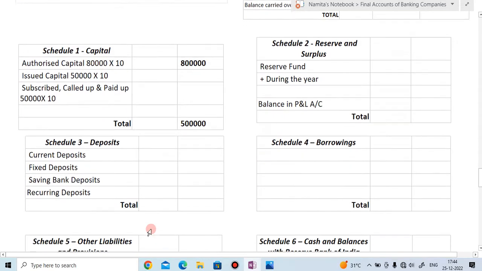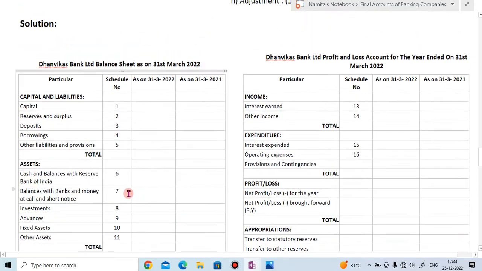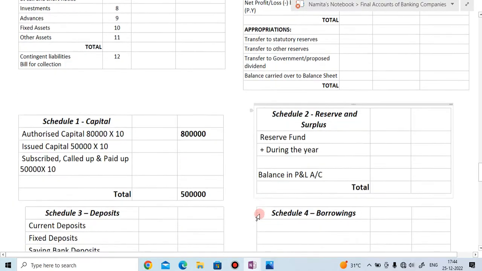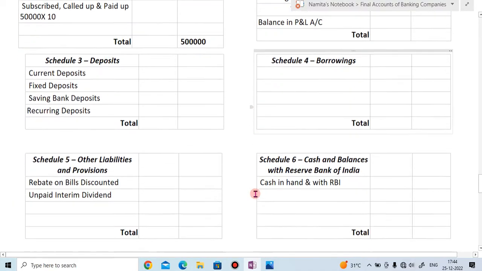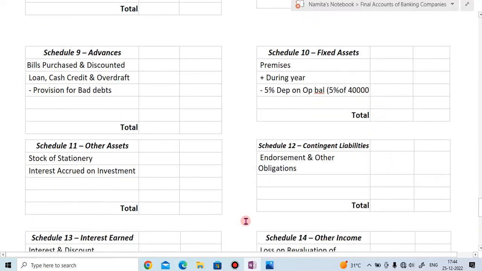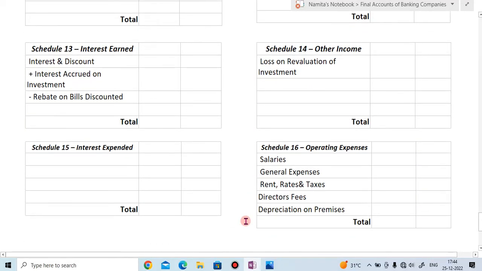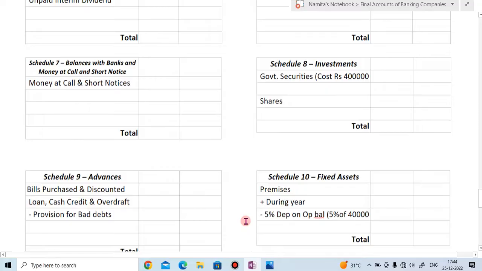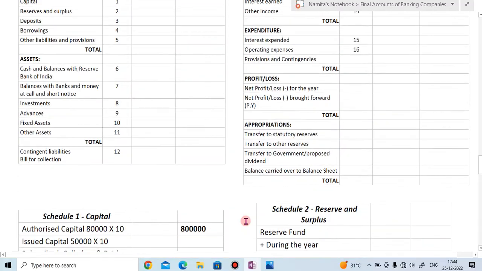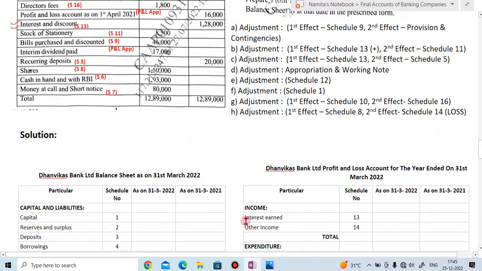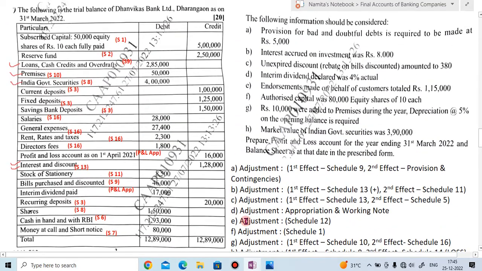Okay, so after preparing the balance sheet and profit and loss account format, you have to prepare individual schedules. Okay, you have to prepare individual schedules. Now here I have already posted some entries in the schedule. While solving the sum, you will understand. Now see, after preparing the balance sheet, the profit and loss account, as well as the schedules, let's solve the example.